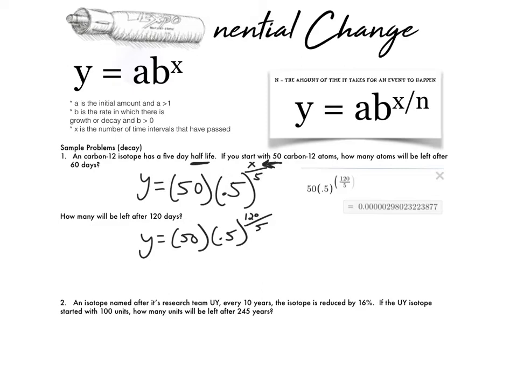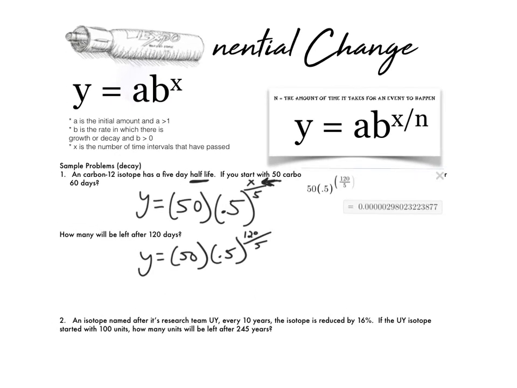If I wanted to express this number using scientific notation, it would look like this: 2.98 times 10 to the power of negative 6. But either one of those methods, if you showed it in standard form or scientific notation, both of them are acceptable. Let's look at number 2.